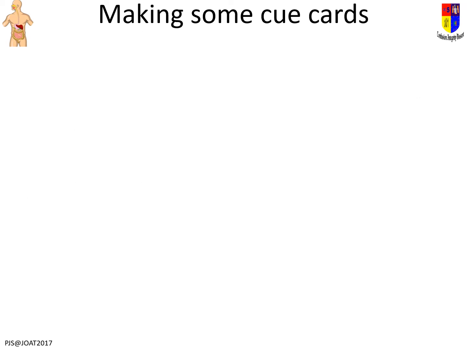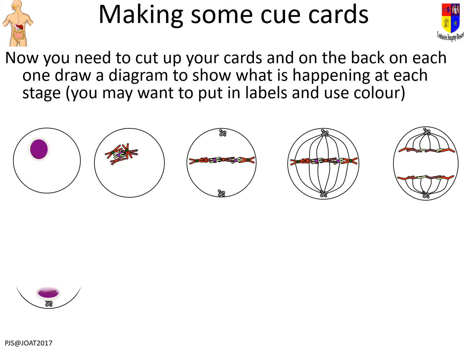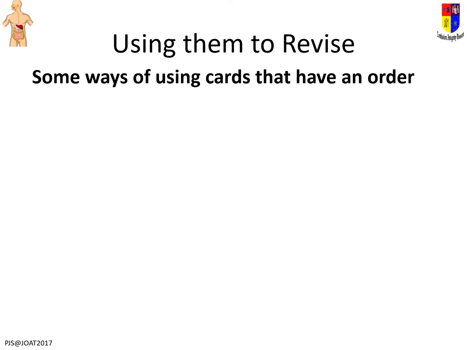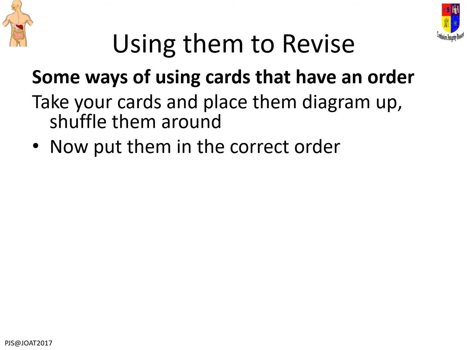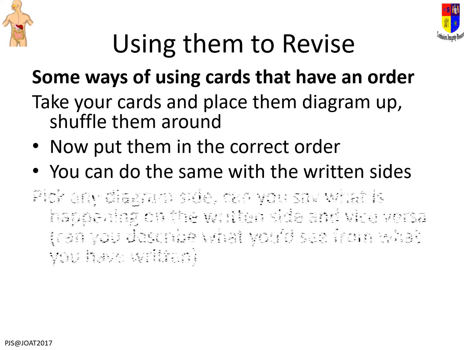Still on the cue cards, to make it easier, you might want to use these diagrams. So this is your first 5, 6, 7, and then 8, and then you can label these up if you wish. Put in as much colour. Colour is good, your brain works well on colour, and you can use these, as I say, for many sorting type activities. So you could take your cards, place them diagram up, shuffle them around, you can put them in the correct order. You could do the same with the written sides, as long as you've not put 1, 2, 3, 4, 5, 6, 7, 8 anywhere, which is cheating.